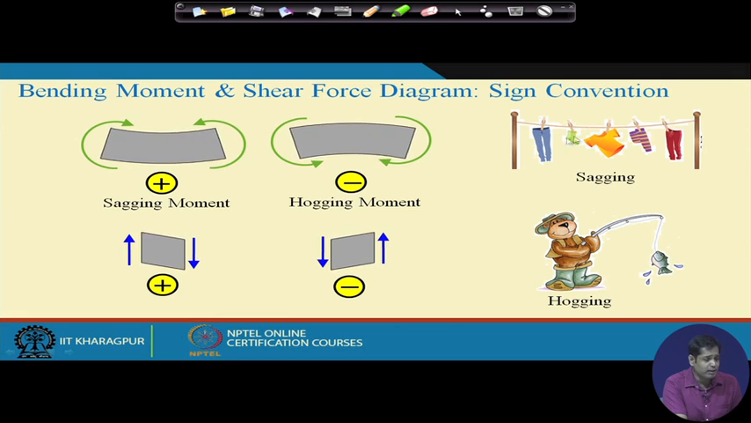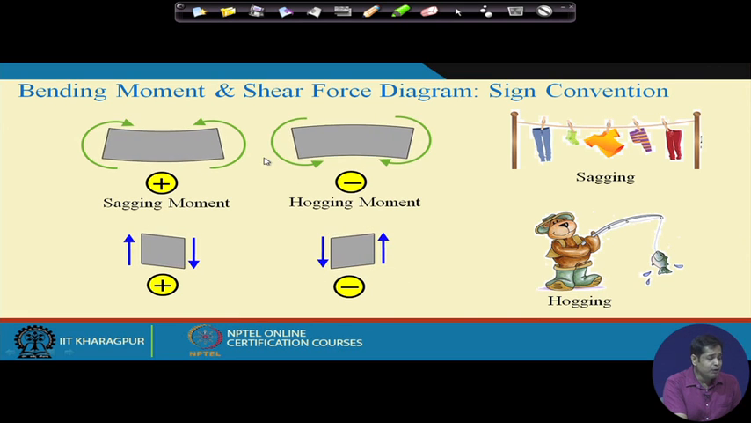In this case, the moment generated is called sagging moment. Now, for shear force and bending moment diagrams, this is positive and this is negative. Similarly, for shear force, the shear force which produces clockwise couple is considered as positive. Shear force which produces anti-clockwise couple is considered as negative.